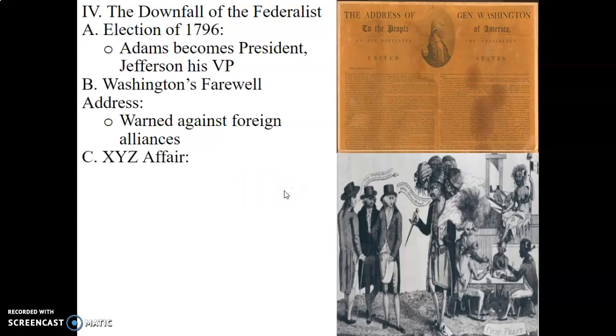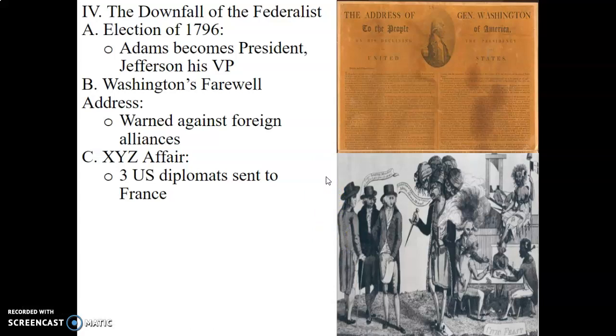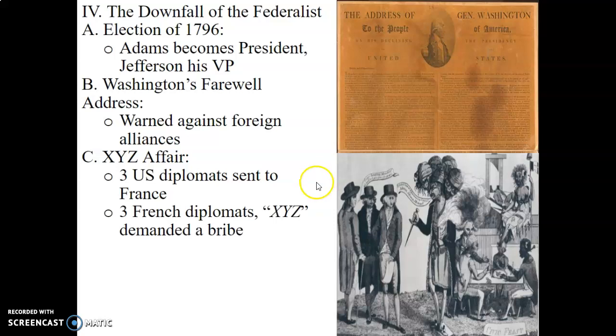We have the XYZ affair, where three U.S. diplomats were sent to France to negotiate all these plans. We already had a plan with Britain, and France didn't like that. So the U.S. sent 3 diplomats to smooth out the plan. The 3 French diplomats, XYZ, demanded a bribe, so they made things worse when we were trying to deal with the French. It caused a war hysteria and eventually led to the Quasi-War.